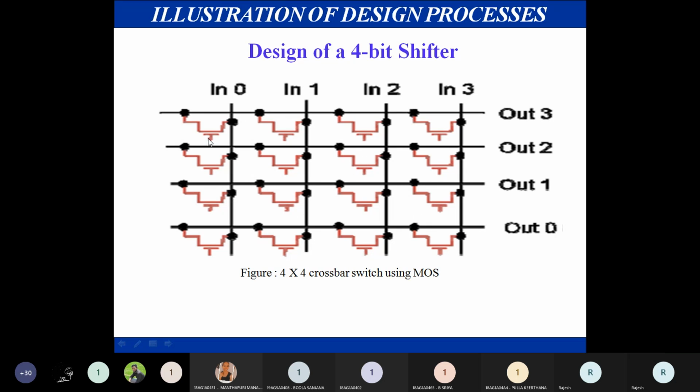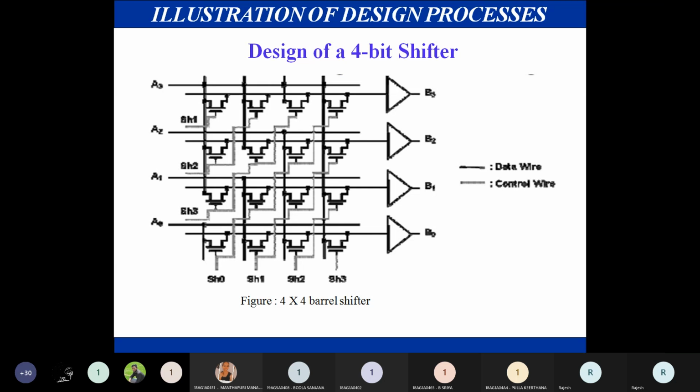Once this MOSFET is on, for example wherever I'm keeping the cursor, what is happening? IN0 is connected to out3. So based upon the design requirement, you have to make sure one of the switches is on and you can do left shift and right shift. That will be covered in a further class. And this is the same design.